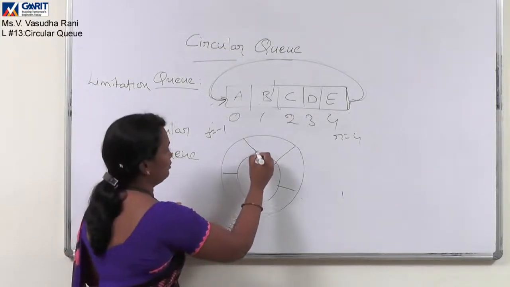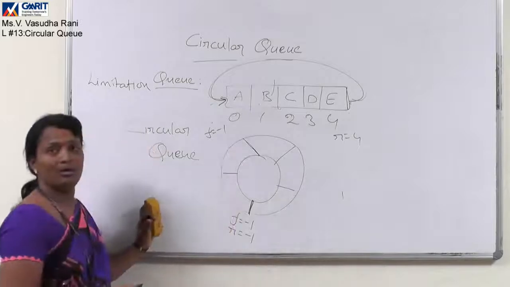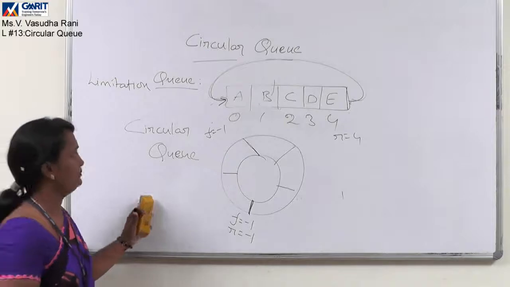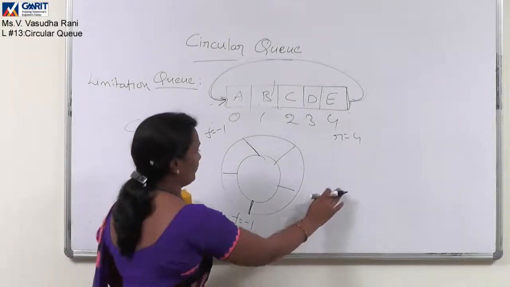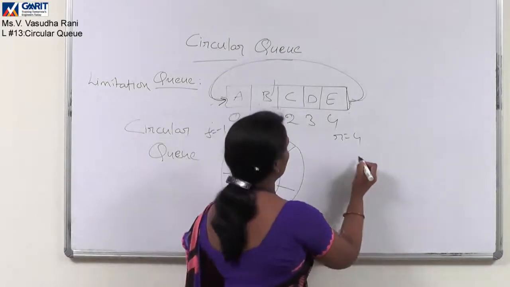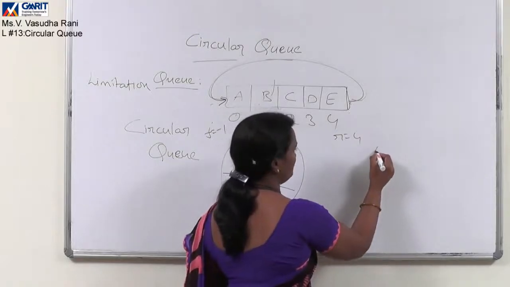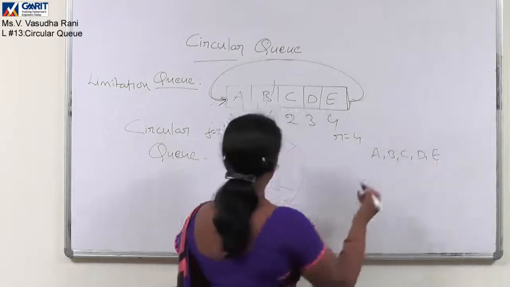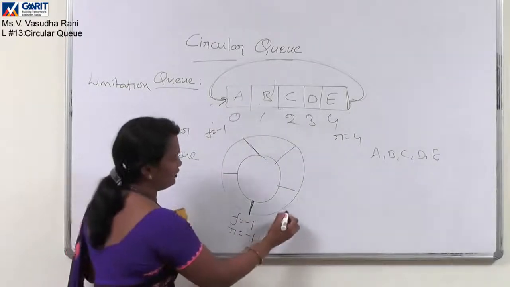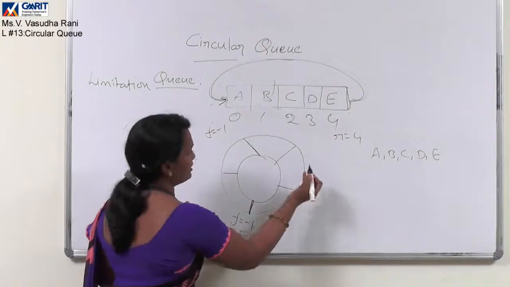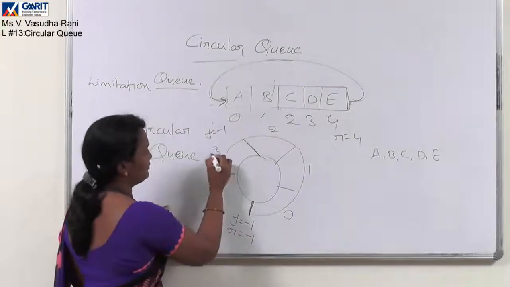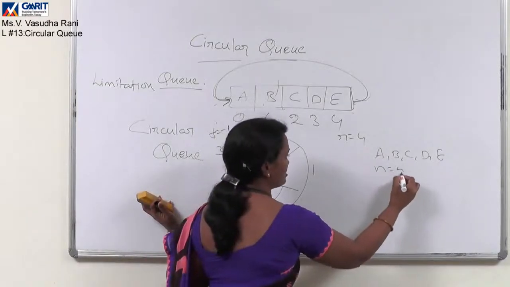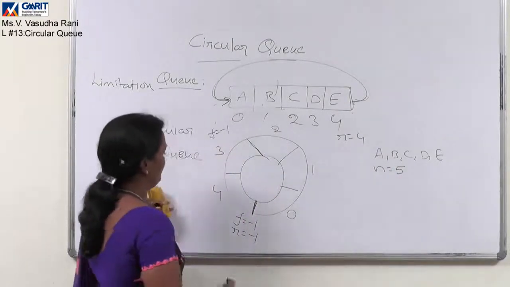Now taking this circular queue, we'll see performing the insertion and deletion operations. So take the example of the same list of values: A, B, C, D. Here the indexes for the locations are 0 to 4 only, and our n is 5.